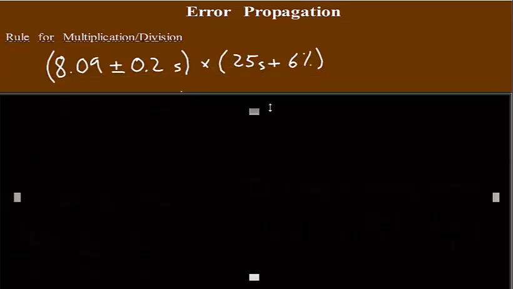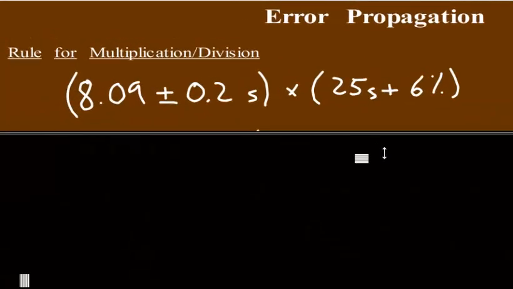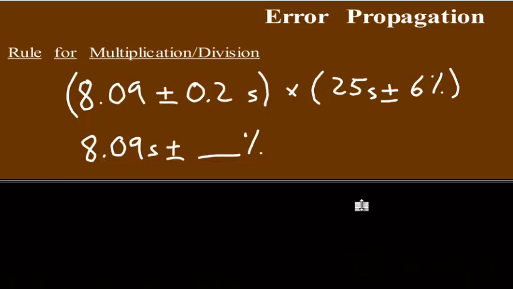All right, so here I have a number that's expressed in absolute uncertainty times a number that's expressed in percent uncertainty, right? So the first thing you need to do is get both sets of numbers into percent uncertainty. Okay, so what I need to do here is get this number on the left in terms of percent uncertainty. So I need to do 0.2 divided by 8.09. That comes out to 2.5%, so I'm going to go with 3% on that.